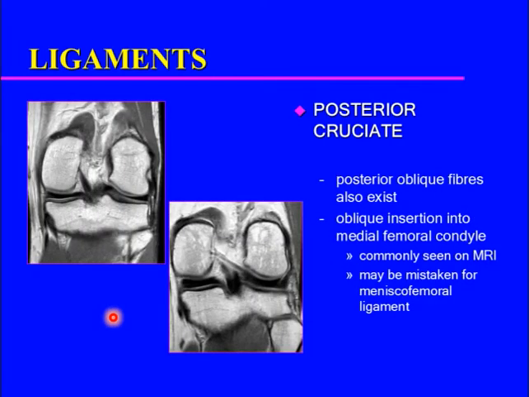The posterior cruciate ligament has oblique fibers that sometimes insert obliquely into the medial femoral condyle, commonly seen on MRI, and may be mistaken for a meniscofemoral ligament. However, both of them are normal variants. As you can see here, these are oblique fibers inserting into the condyle.